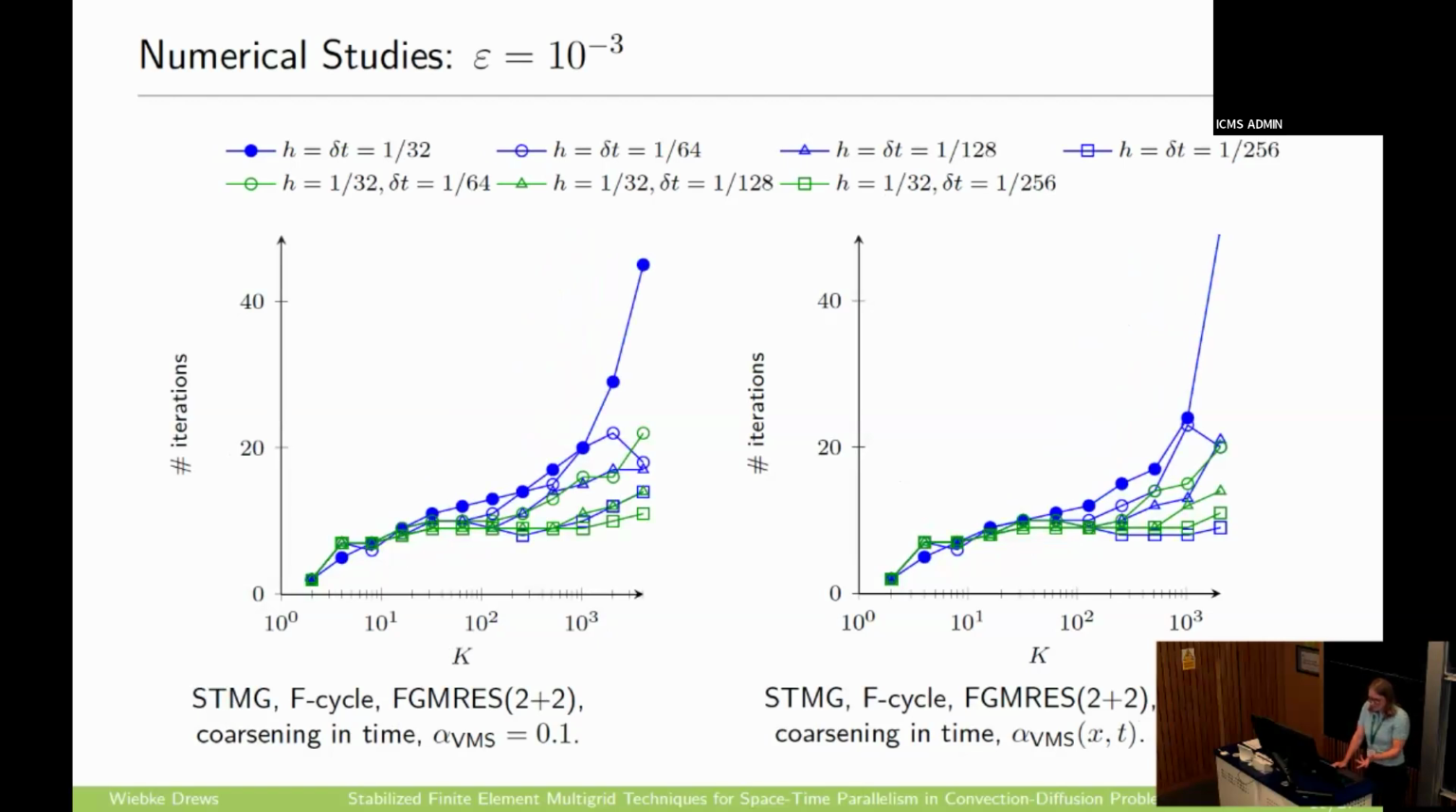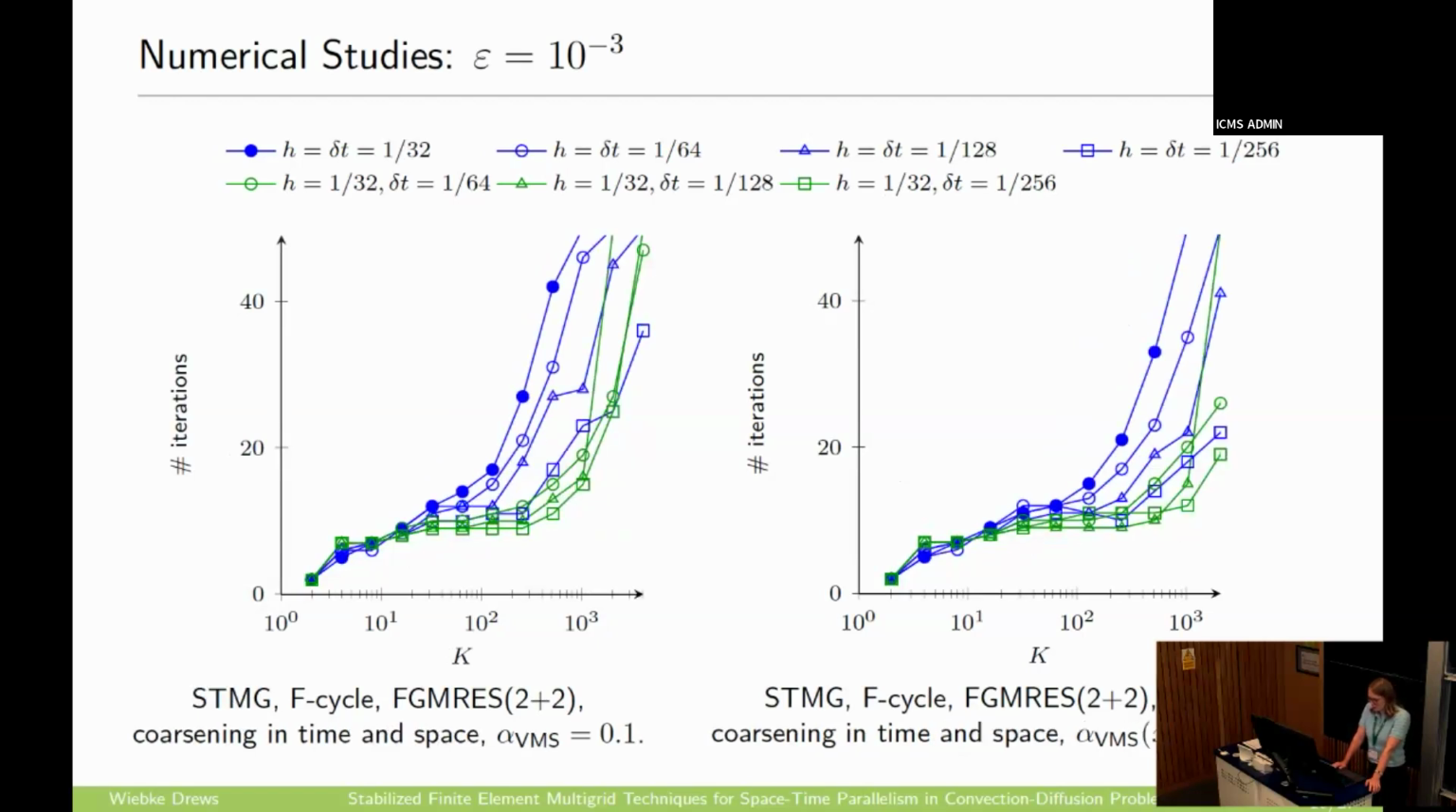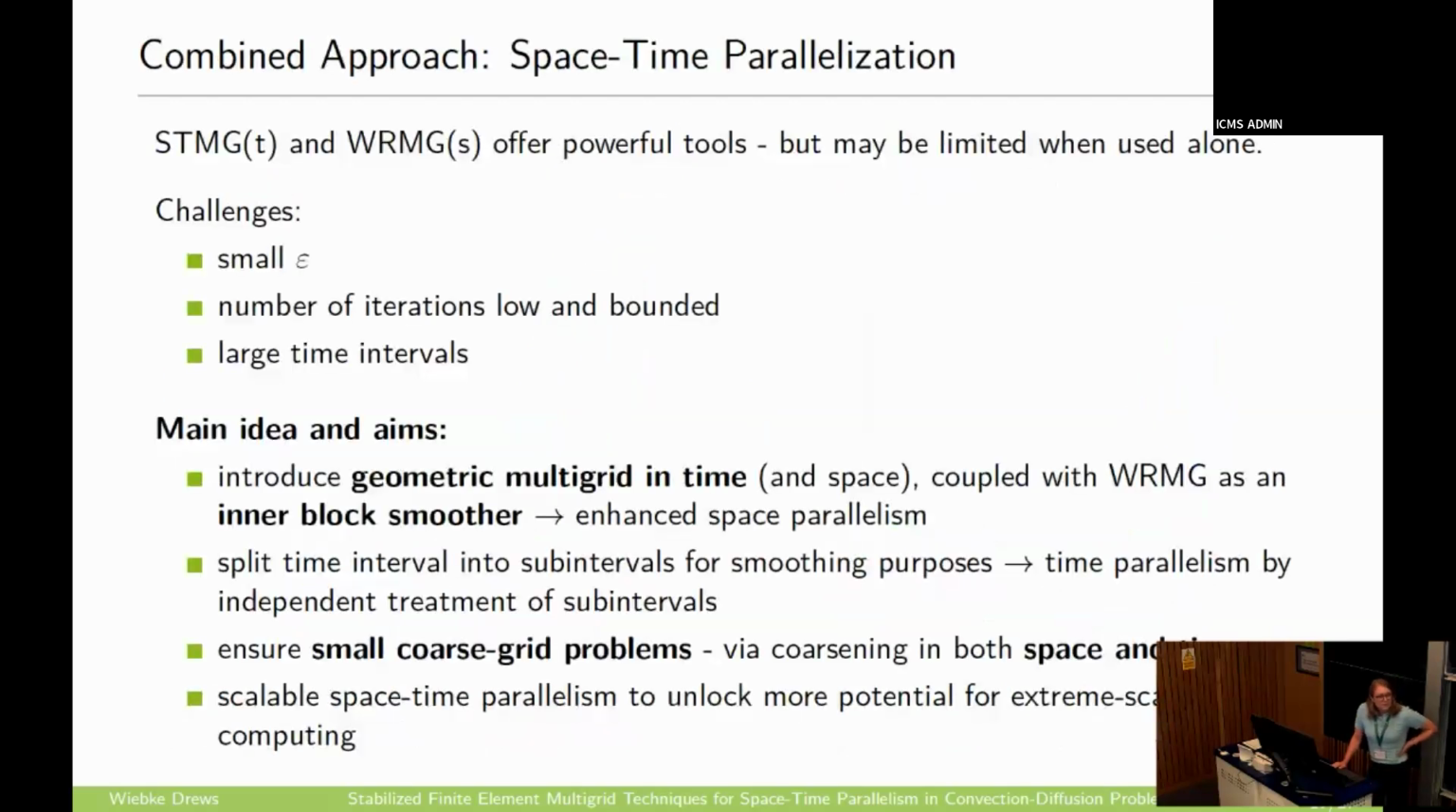Yeah, I mean, this was an experiment, so we also wanted to do coarsening in space and time, and as we already heard today, this has some problems again. So, okay. Now both methods offer powerful tools, but if we go to low diffusion or large time intervals, we have problems, and the number of iterations should be low and bounded. So that would be really nice.